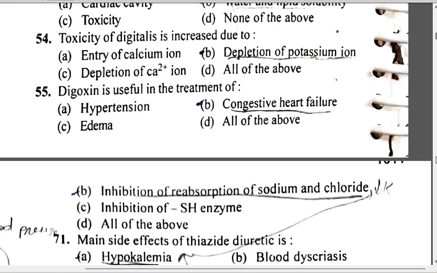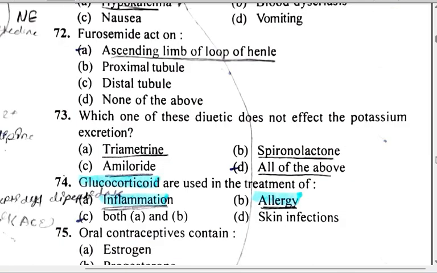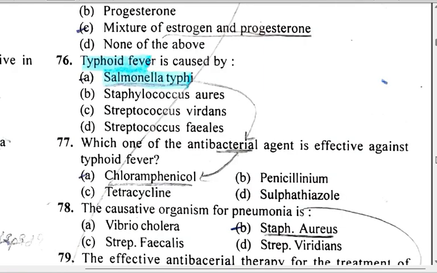Main side effect of thiazide diuretic is hypokalemia. Furosemide act on ascending limb of loop of Henle. Which one of these diuretic does not affect the potassium excretion, that is triamterene, amiloride and spironolactone? Glucocorticoids are used in treatment of inflammation and allergy. Oral contraceptives contain mixture of estrogen and progesterone.